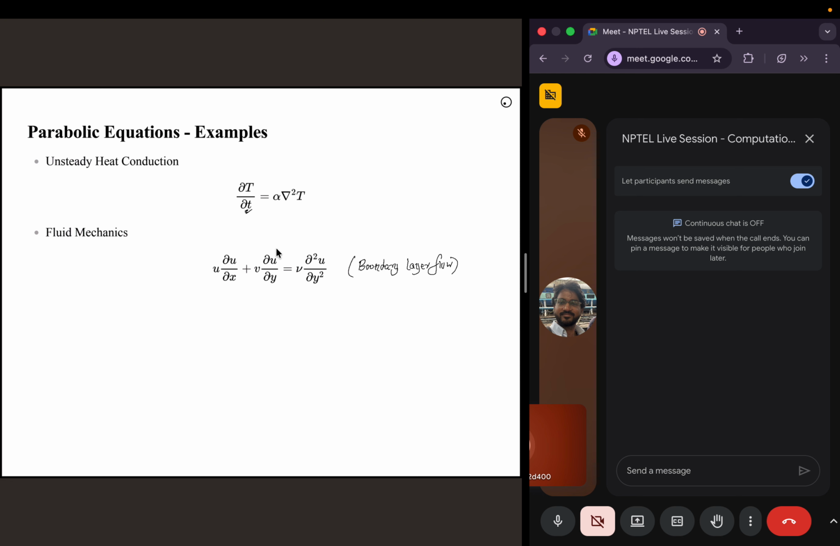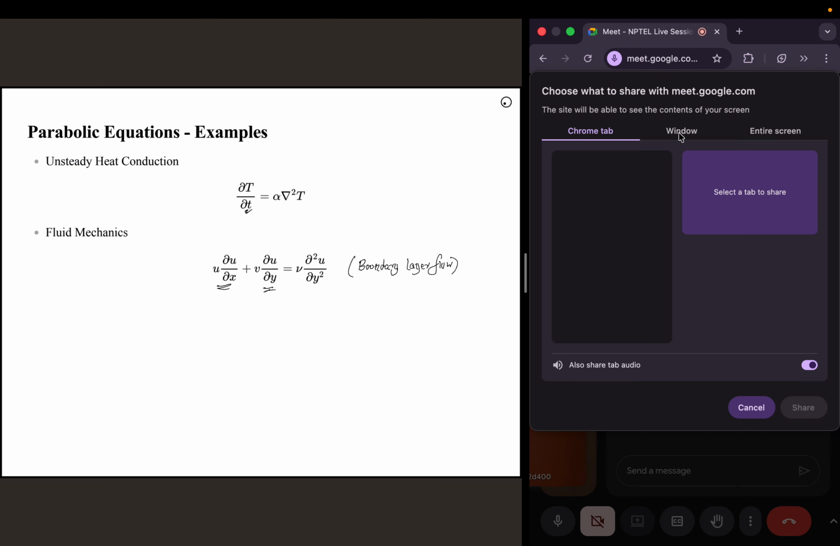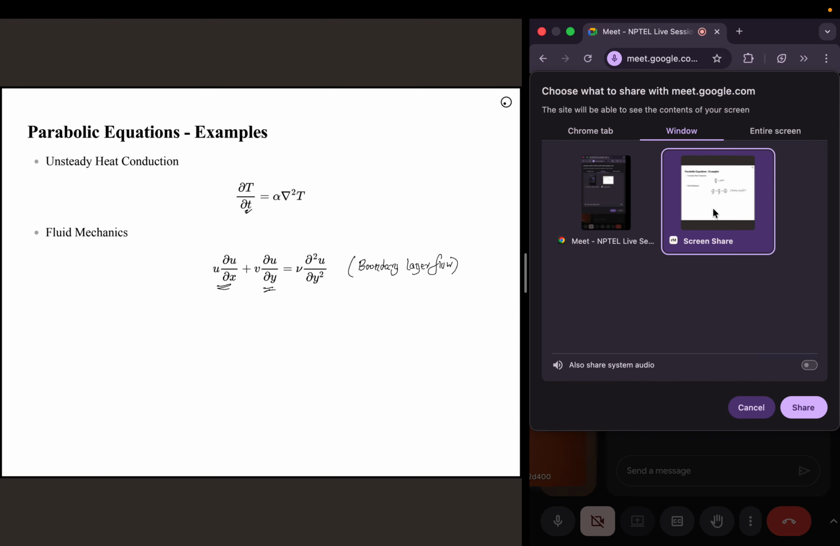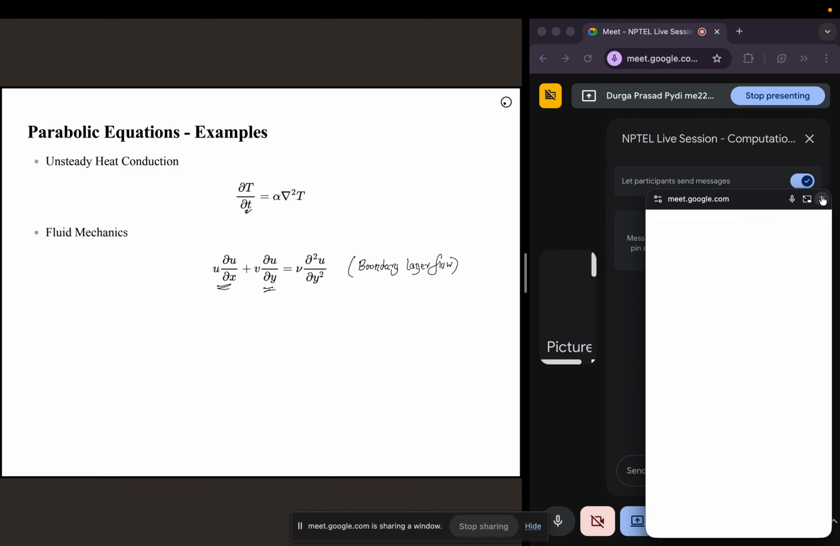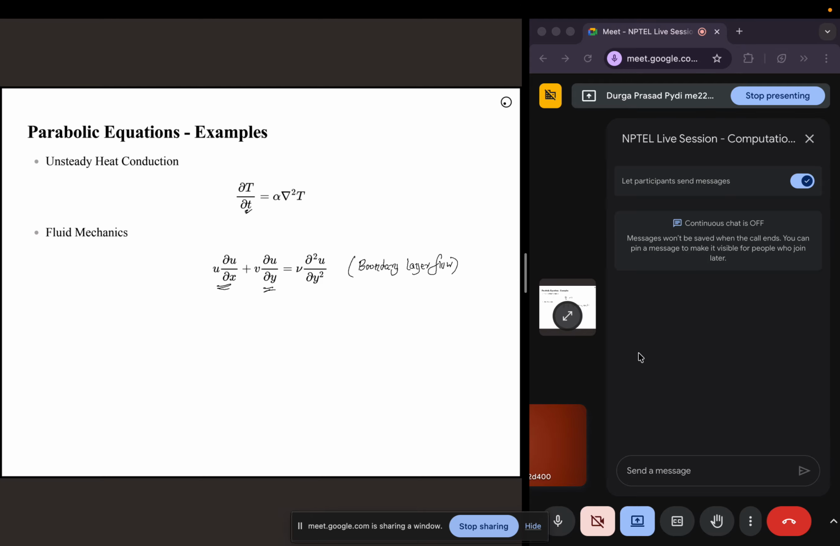But in order to solve this, we have to know how to deal with this nonlinearity here, which we'll cover a little later. As I was saying, for boundary layer flow we need to know how to deal with these nonlinearities, which will not be covered currently, and which we will take up a little later. So for now, we will restrict ourselves to the unsteady heat conduction equation.